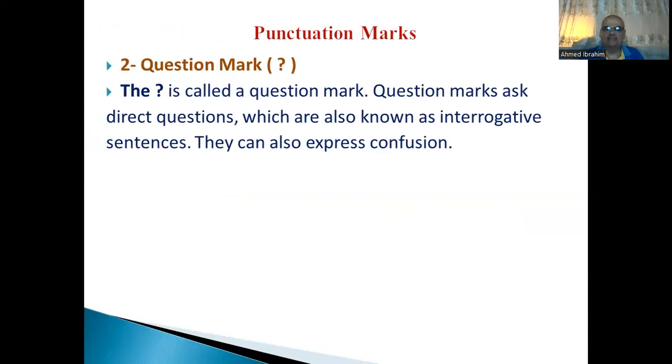Question mark. The symbol is called a question mark. Question marks ask direct questions, which are also known as interrogative sentences. Okay, they can also express confusion.